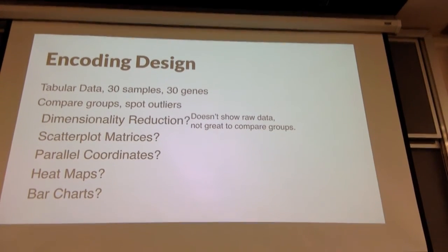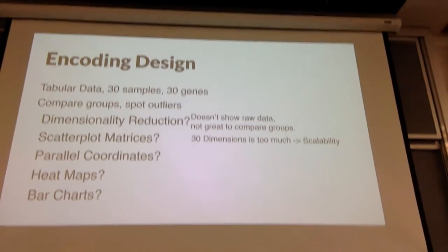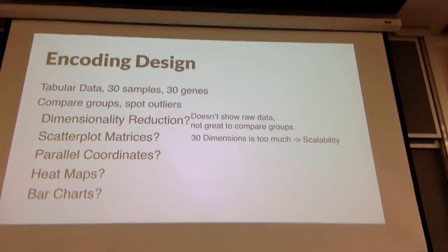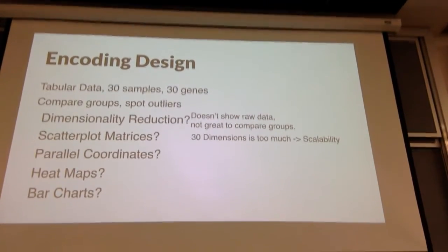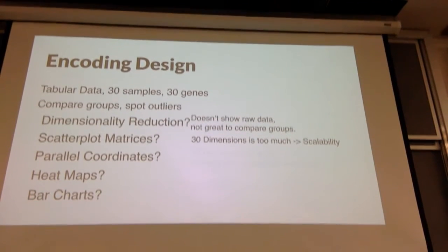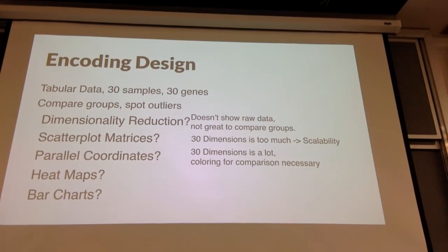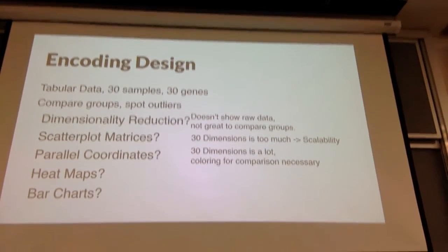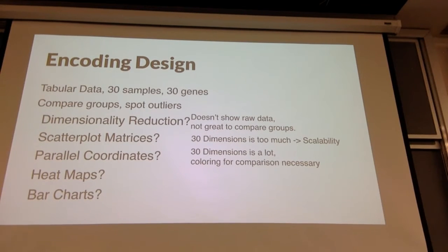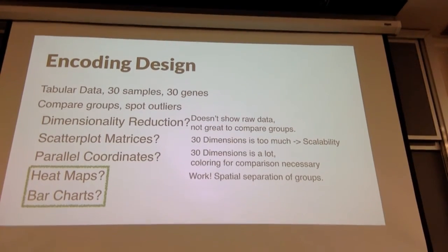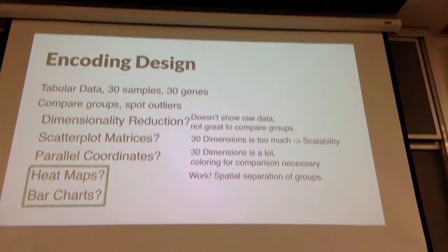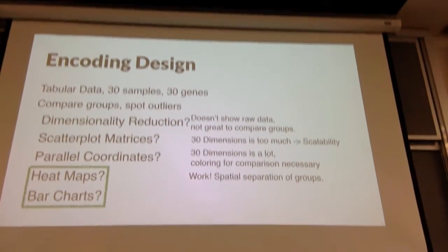We could use a scatterplot matrix, but 30 dimensions is a little bit too much for a scatterplot matrix, and therefore we have a scalability problem. We could try to use parallel coordinates, but again, 30 dimensions is a lot, and you would also need to color for comparison. So we have the choices of heat maps and bar charts, and those would actually work for data of that scale. For heat maps, we have a spatial separation of groups, like those that died and those that didn't.